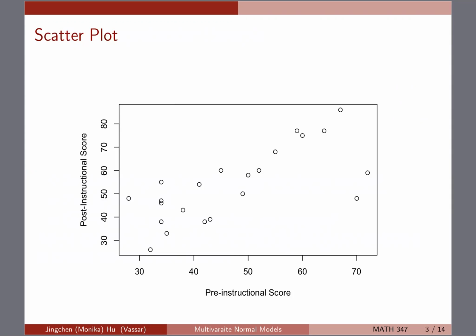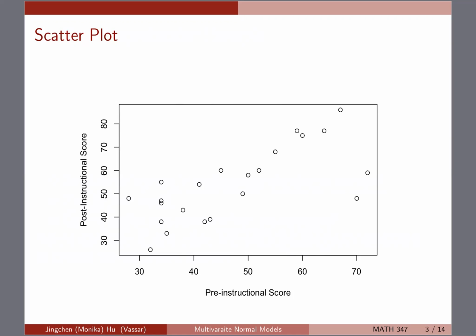Katie? It looks as though there's a positive relationship between the two scores. There are maybe a few outliers. So when you say positive relationship, it looks like as one score increases, the same student's second score does too. Right. So we do see a general positive trend.